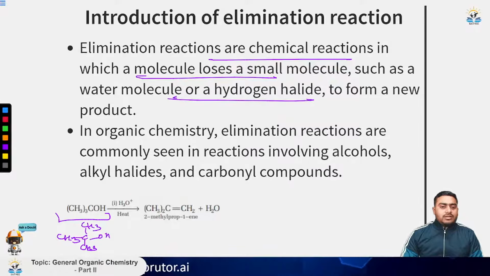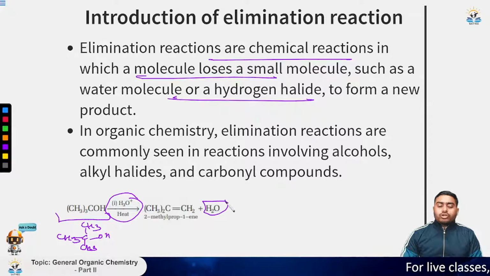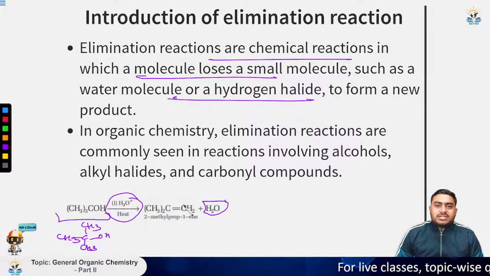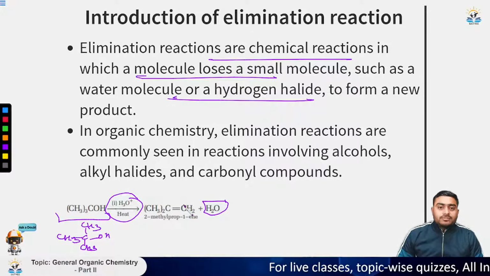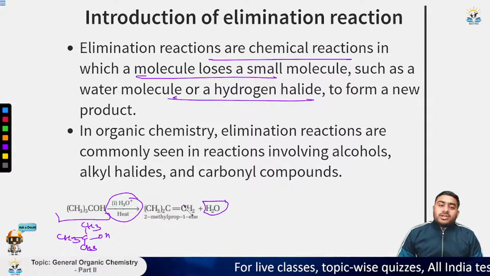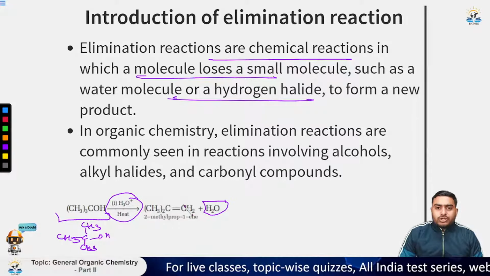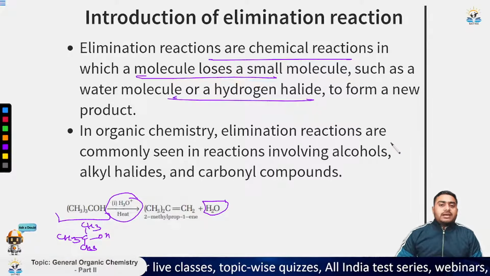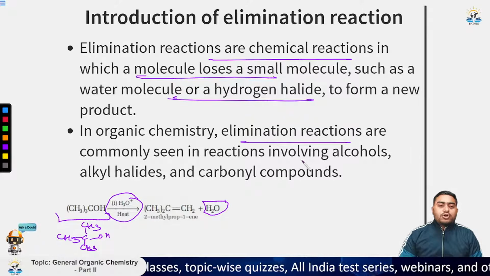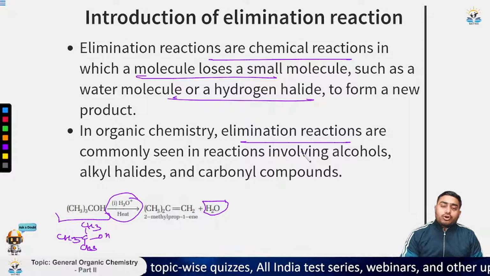Okay, and you can see heating is taking place. Then you can see it will form 2-methylprop-1-ene with the removal of a water molecule. How will the reaction take place? We will be discussing in the upcoming classes. But the point is here, right? This is an elimination reaction because there is a removal of a small molecule such as water, right, to form a new product. And in organic chemistry, elimination reactions are commonly seen in reactions involving alcohols, alkyl halides.